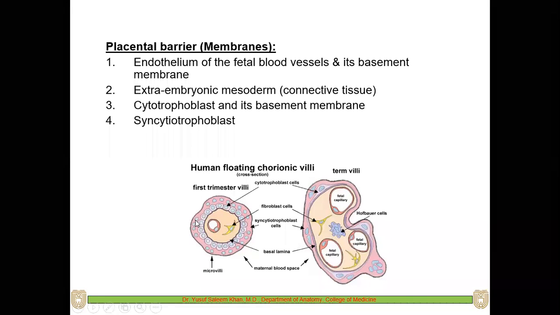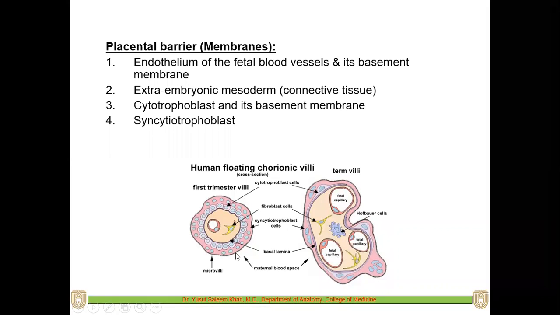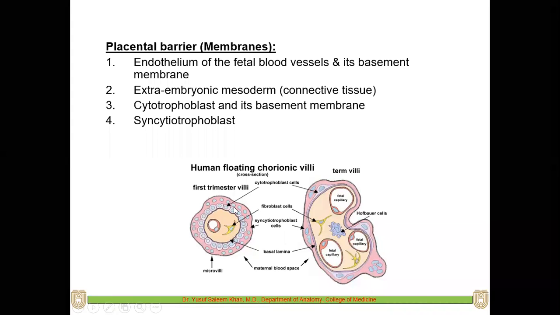These are the syncytioplasm. As you know, they are called syncytio because they look as though they are joined together and they look multinucleate and there is no clear division. And cyto because the cells look clearly separate. So these are the four layers which will be present.